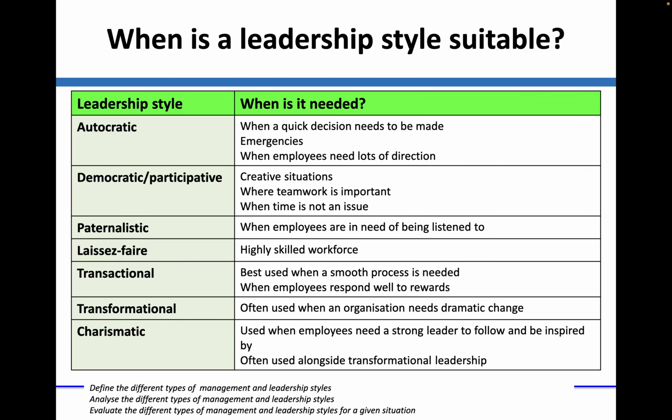Authoritarian or autocratic, when quick decisions need to be made, maybe if there's an emergency going on within the business. Democratic or participative, if there's more of a creative situation that needs completing, maybe when teamwork is important. Paternalistic, when maybe employees feel like they're not being listened to, maybe if they haven't been responding to authoritarian, because it's a slightly softer version of authoritarian. Laissez-faire might be suitable if you've got a really highly skilled workforce and they are already performing really well.